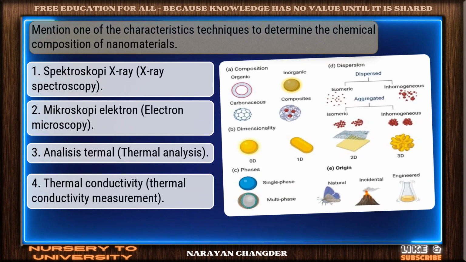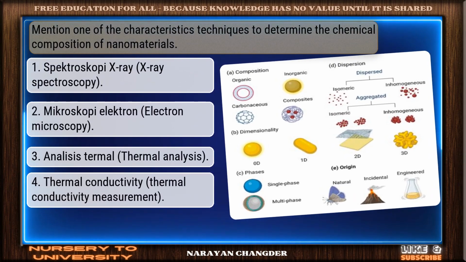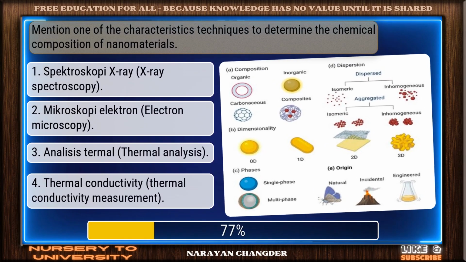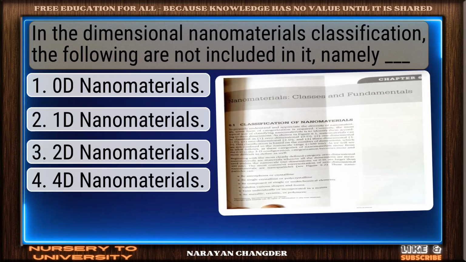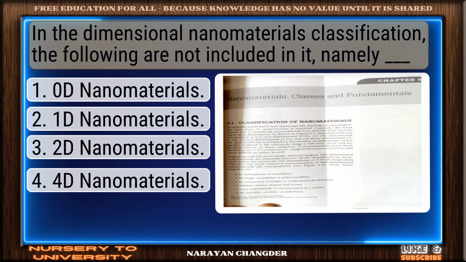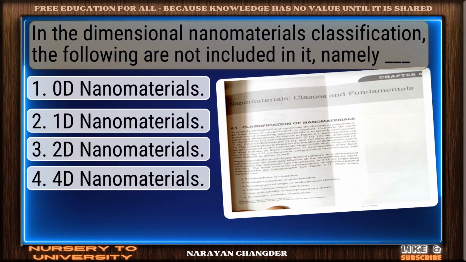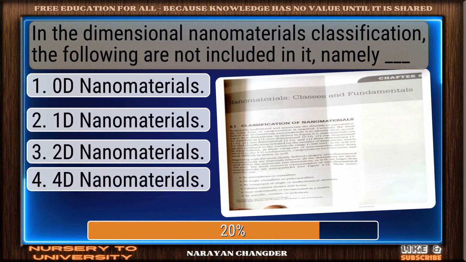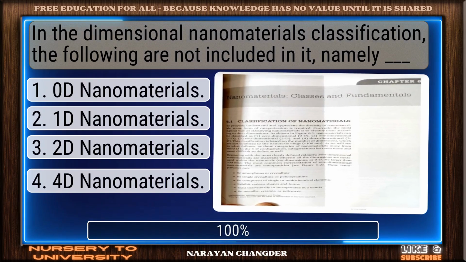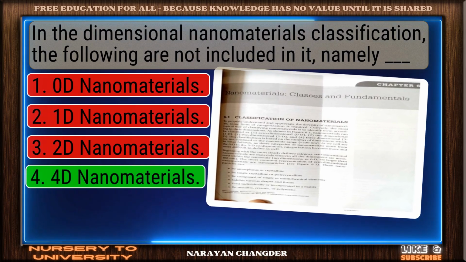Mention one of the characteristic techniques to determine the chemical composition of nanomaterials. Valid point. Spectroscopy X-ray is true. In the dimensional nanomaterials classification, the following are not included in it, namely dash. Smart move. 4D nanomaterials is an accurate answer.